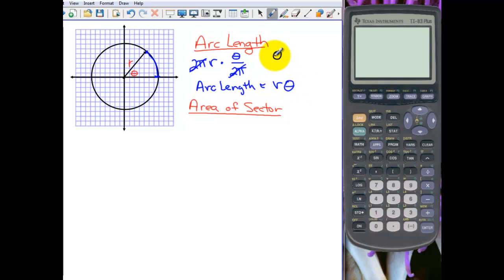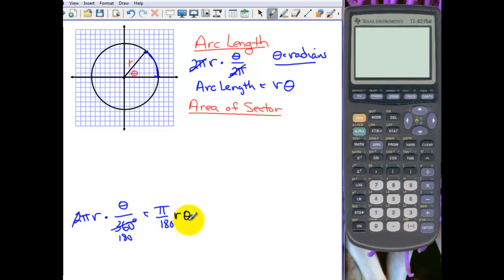Now this formula only works, and a common mistake that some of you make, only works if theta is in radians. It's very important. Let's look at what would happen if we assumed theta was in degrees. Our circumference would be 2 pi r, and then the ratio of our arc would be theta over 360 degrees. We could cancel out a 2 and make this 180, but we get the formula pi over 180 times r times theta. Not as simple a formula.